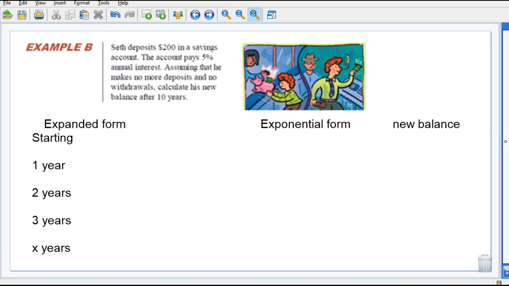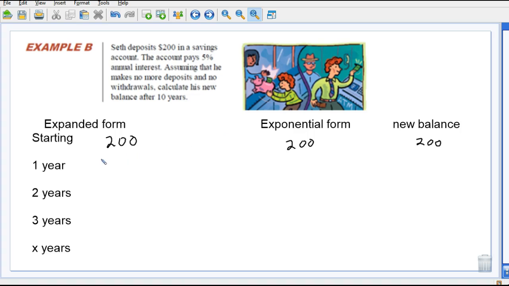Okay, so his starting value is 200, right? Exponential form, that's just 200, and his new balance will be 200. It's not really any different, it's just that's how much it was to start with, and that's how much it's going to stay.